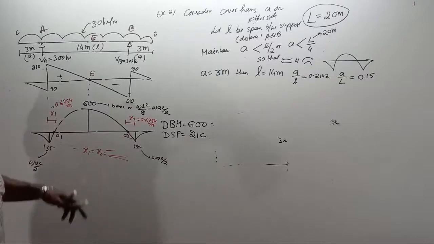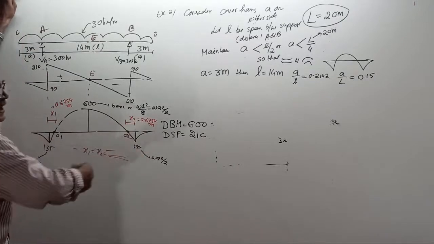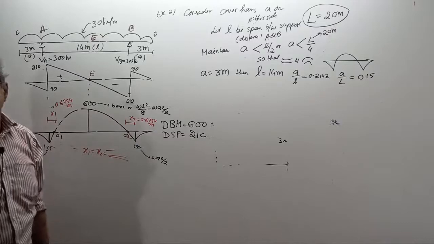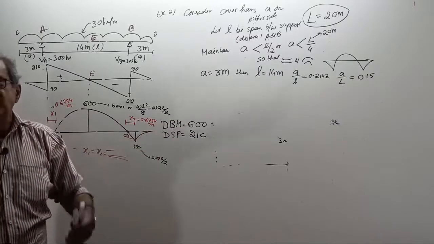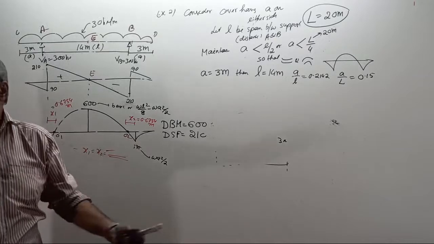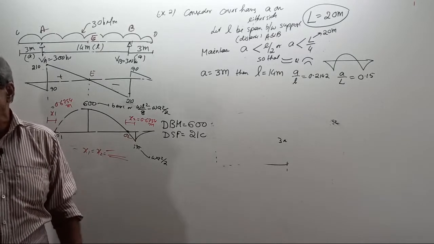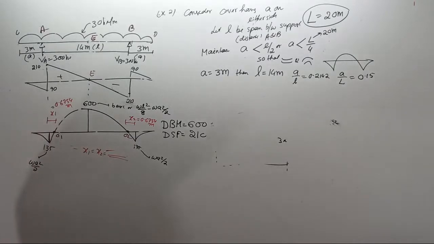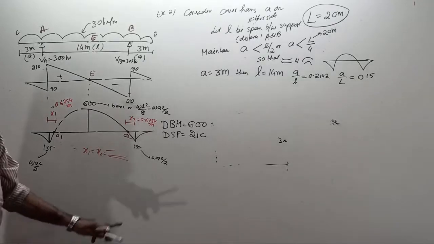Common sense. I am increasing the hogging BM. The points of contraflexure will move further inward. Inward means what? Hogging will increase, hogging region increases, sagging region reduces. What will happen? Points of contraflexure will move further inwards or outwards? Inwards. Okay. Now I will do one thing.